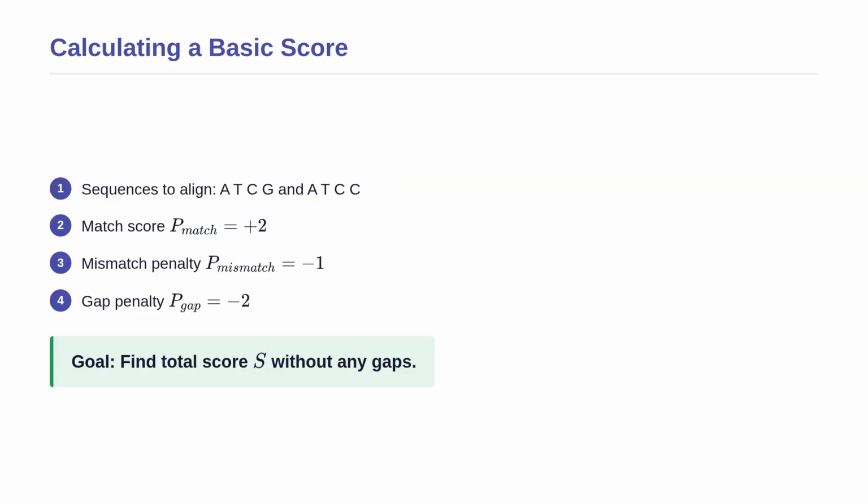Let us put this formula into practice with a concrete example. We want to calculate the alignment score for two short DNA sequences, ATCG and ATCC. We are given a simple scoring system. A match gives positive 2 points, a mismatch gives a negative 1 point penalty, and a gap gives a negative 2 point penalty. Our goal is to find the total score S if we align them directly without any gaps. This is a very common basic scenario in sequence analysis, and we will solve it by comparing the sequences letter by letter from left to right.